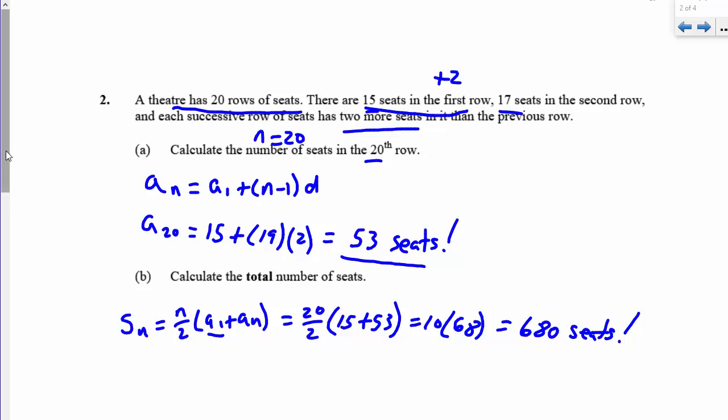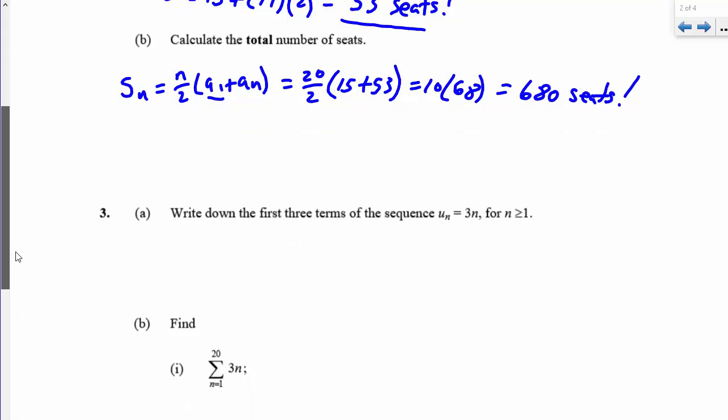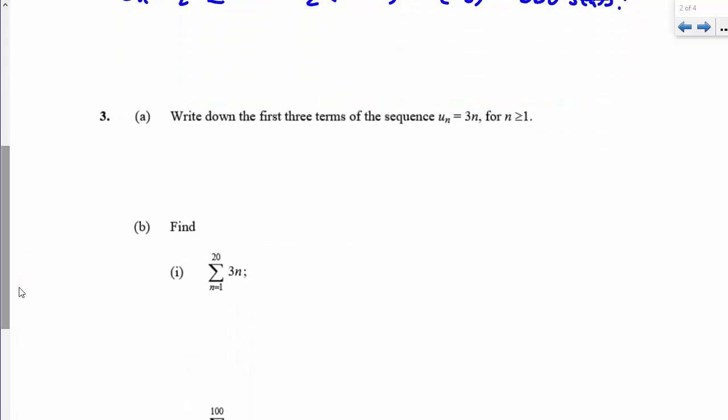All right, let's scroll down to the next problem so we can keep this going. Write down the first 3 terms of the sequence. All right. For this, where n is greater than or equal to 1, the first n value we're going to use is 1, and then it's going to be 2 and 3. All right, the first 3 terms. So this is sort of like my index. So I'm going to plug in 1 for n.